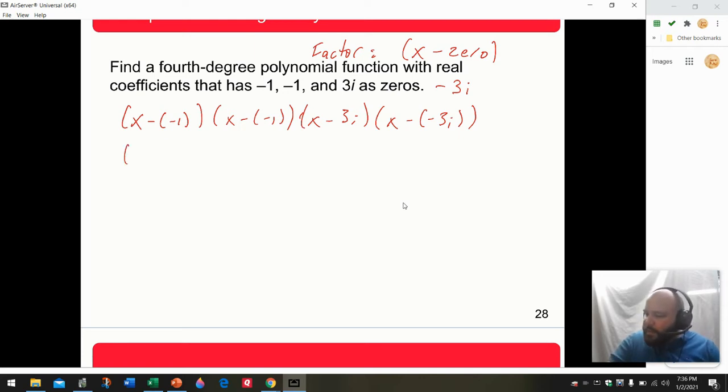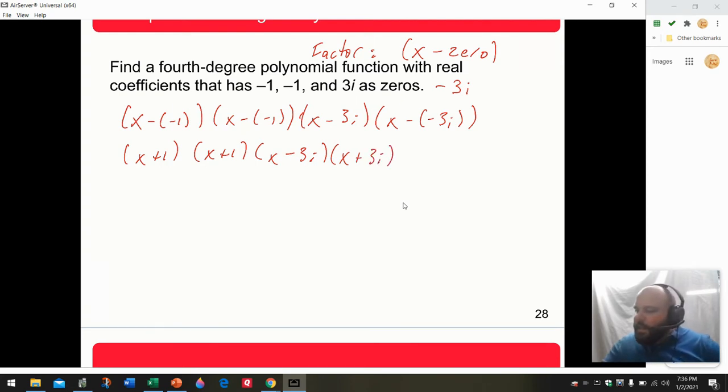I'm going to clean this up a little bit. It becomes x plus 1. This one becomes x plus 1. The next one stays x minus 3i, and the last one becomes x plus 3i. Now, I'm going to give you a helpful hint. When you have complex or imaginary zeros mixed in with real zeros, you always want to multiply the real ones together first and the imaginary ones together first. You're going to see why in a second. Let's FOIL out x plus 1 times x plus 1. That equals x squared plus 2x plus 1.